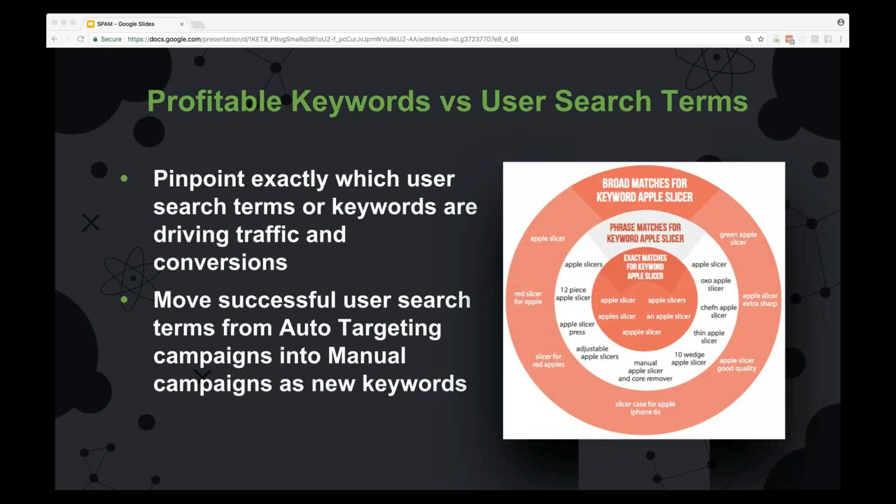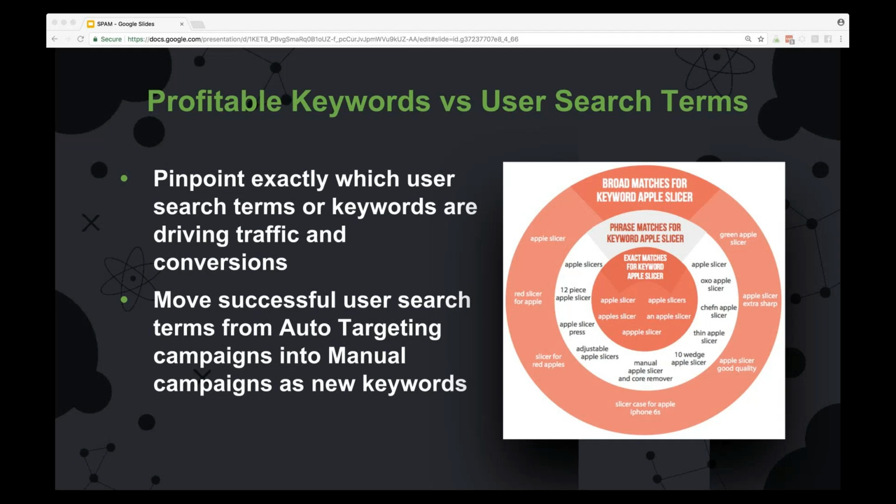It's a little confusing, but if you look at this graph over here on the right, we've got a great example of it. The top line that we've highlighted on each of these is the keywords that we're using, and all the other terms in the circle are the user search terms. So if we have a broad match for the keyword apple slicer, then the user search terms it'll appear for are apple slicer, red slicer for apple, slicer for red apple, slicer case for Apple iPhone 6s, right? Those are the search terms you're appearing for because it's a broad match.